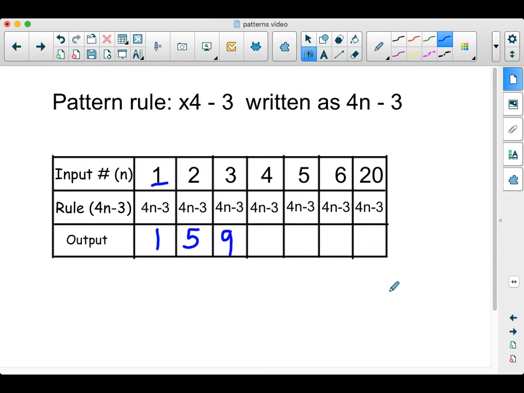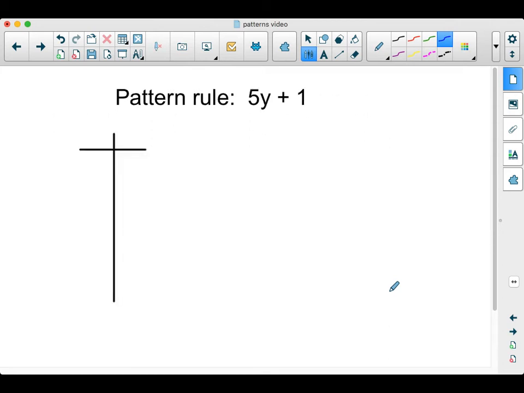So I am increasing by 4 on these until this one, because it jumped to 20. 4 times 20 is 80, minus 3 is 77. So that would be that table of values from that pattern rule.